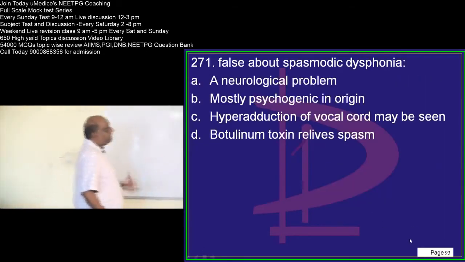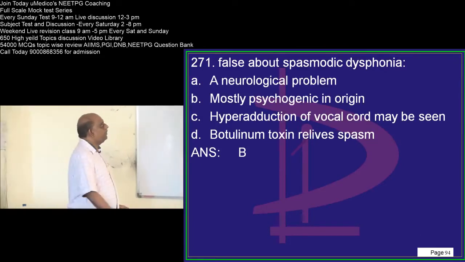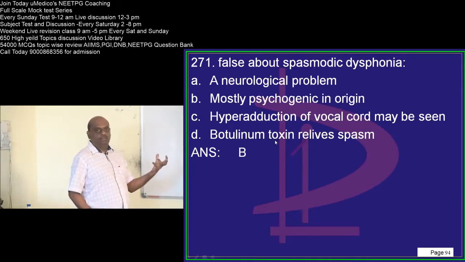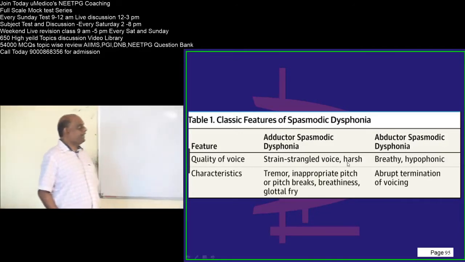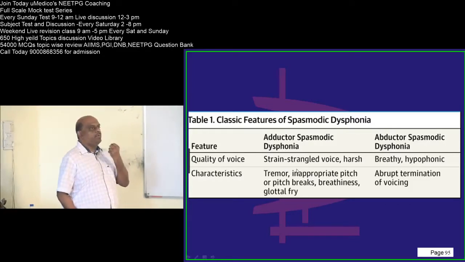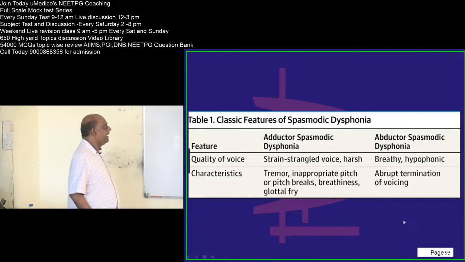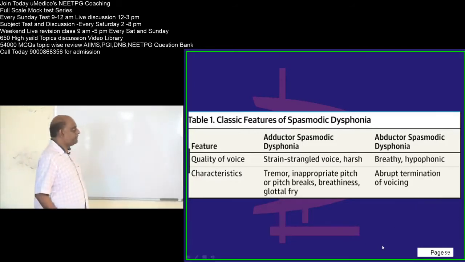Now, with regard to spasmodic dysphonia, it is a neurological issue. There can be adduction or abduction. Botulinum toxin is the one which is used. In adductor spasmodic dysphonia, patients will talk with a strained, strangled voice and very harsh. Whereas in abductor spasmodic dysphonia, the voice becomes breathy. That's a classical way by which you can decide from the quality of voice whether it is adductor or abductor type of spasmodic dysphonia.